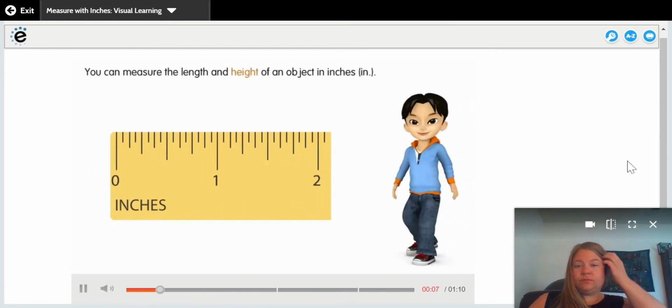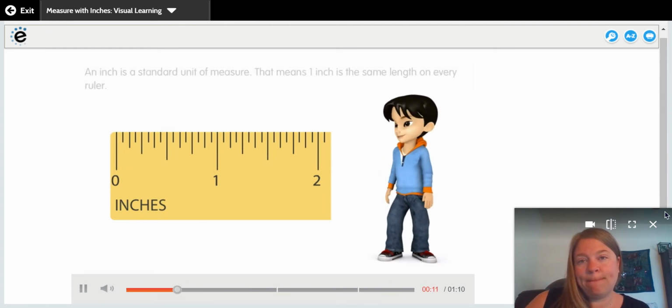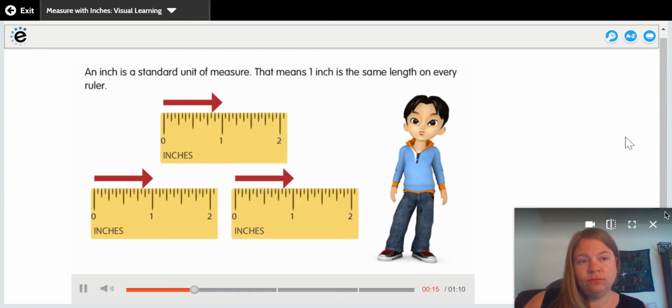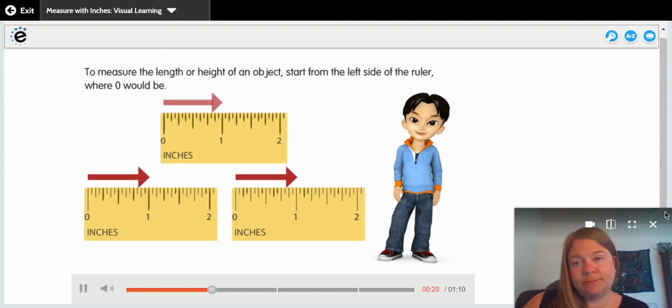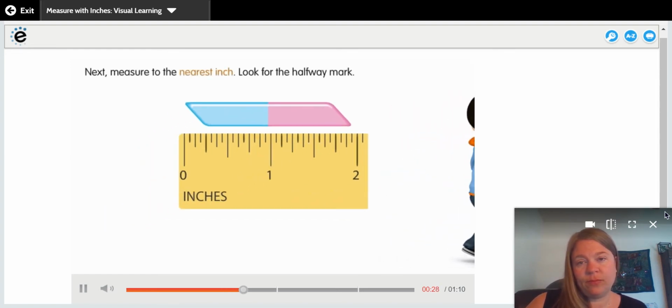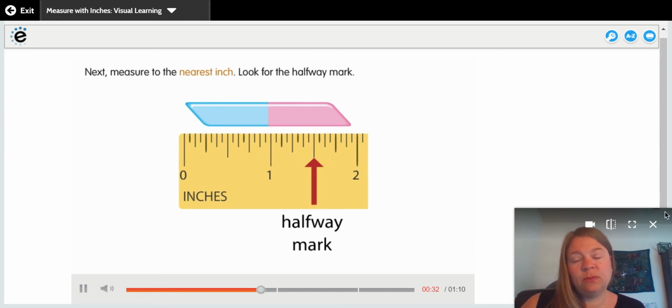You can measure the length and height of an object in inches. An inch is a standard unit of measure. That means 1 inch is the same length on every ruler. To measure the length or height of an object, start from the left side of the ruler, where 0 would be. Next, measure to the nearest inch. Look for the halfway mark. What is the length of the eraser to the nearest inch?